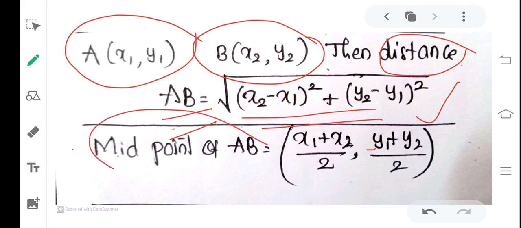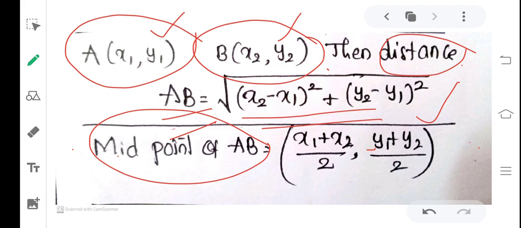Next one is the midpoint of AB. If you take these 2 points again, what is the midpoint of AB? The middle point. How can we find the middle point of a particular line? You can do it in half. Suppose 7 centimeters is the length of the line. What is the midpoint? 3.5. If you are measuring it by the scale, you can easily observe that this is the midpoint.